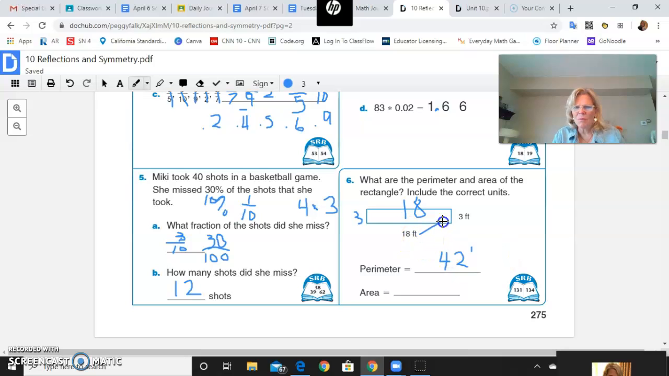The area would be 18 times 3, which would be 54 feet squared. 18 times 3, I think that's right, 54 square feet. So those are the answers.